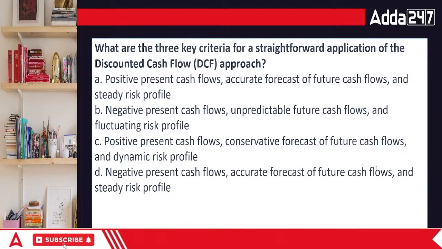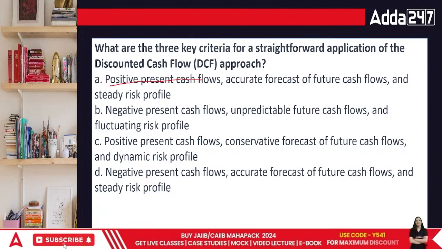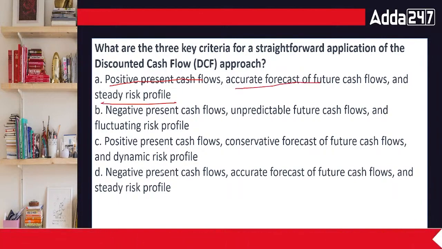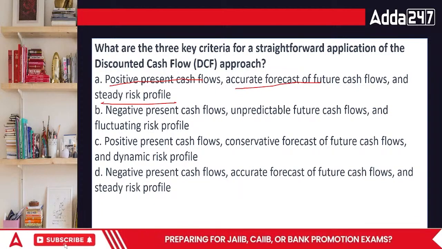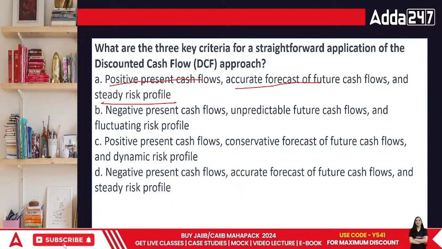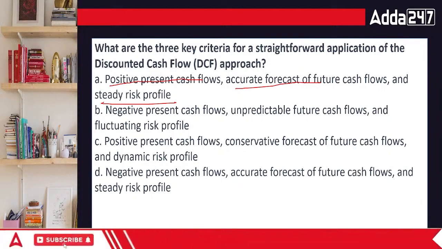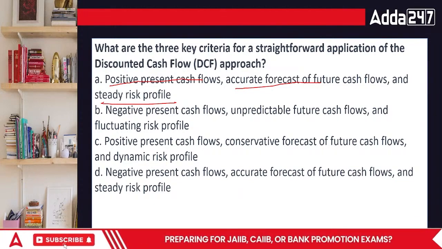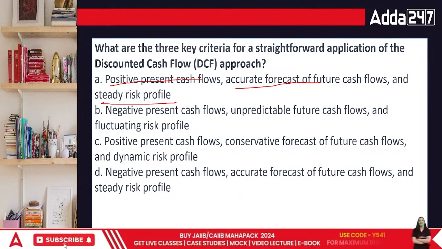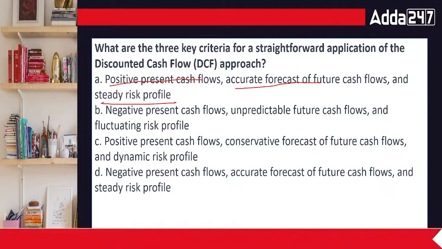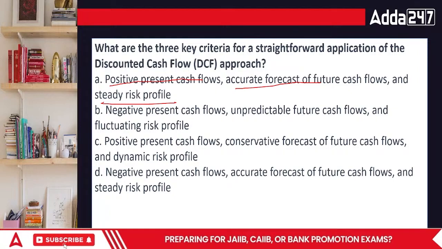In this case, when we talk about straightforward application, they apply it when the organization is all positive, they have accuracy, and they have a steady risk profile. If the risk is too high or things are so unpredictable, can you rely on the model? Personally, I would say, how will I rely upon the model when it is not giving me any conclusive result? You know, that's one of the basic things that we are always scared of, isn't it?